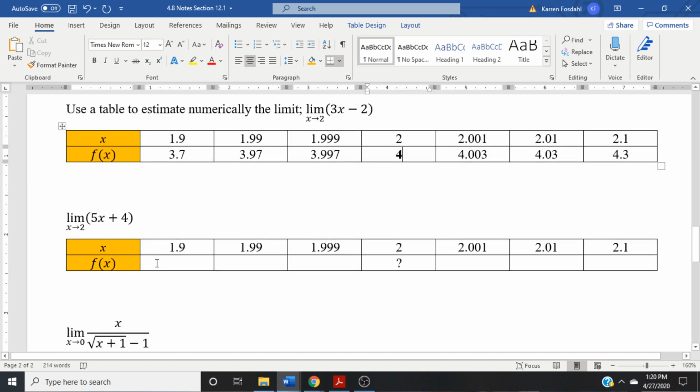I'll give you a minute to try this one out, same process. You just plug in 1.9, 1.99, 1.999, 2.0, and then solve for f of x. After you get these, estimate the limit.